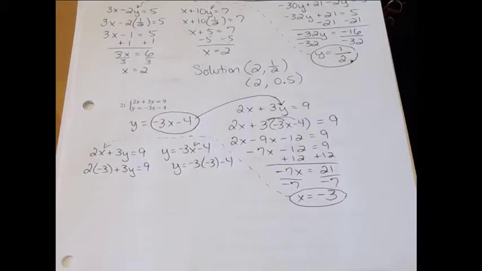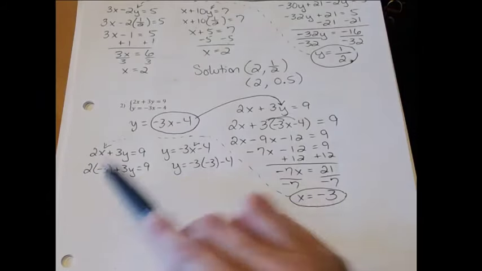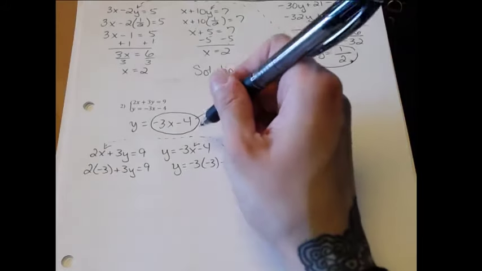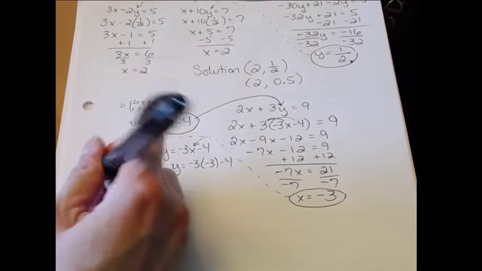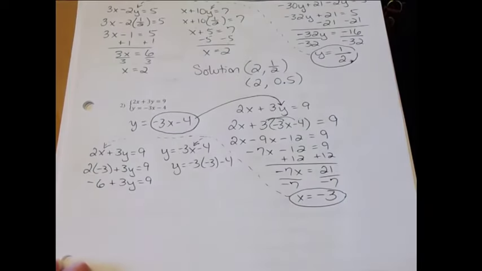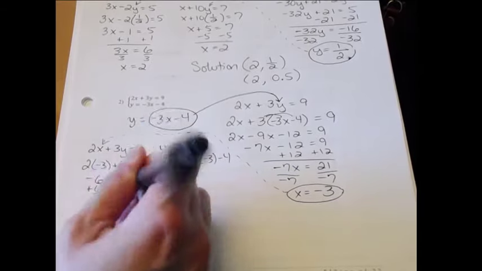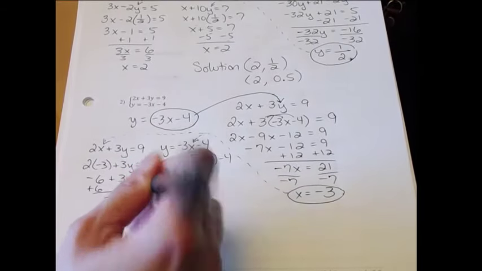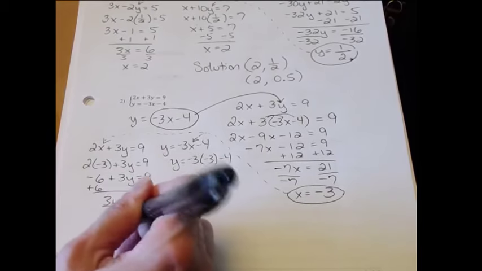Do you notice that no matter what, when I made the substitution, I put the negative 3 in parentheses? That's exactly what you're looking for. You want to make sure you use parentheses when you make a substitution. So that leaves me with negative 6 plus 3y is equal to 9. I'm going to solve this. Let's add 6. 3y is equal to 15. Divide by 3. y is equal to 5.